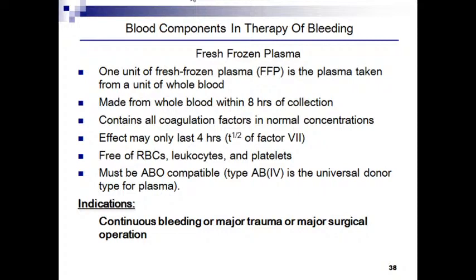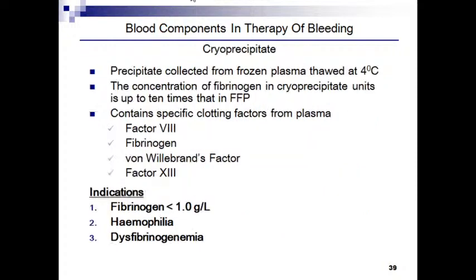The plasma is a solution medium free of blood cells, erythrocytes, leukocytes, and platelets. The plasma must be ABO compatible to the patient. The donor's plasma must be ABO compatible to the blood of the recipient, and type AB of the donor is the universal donor for the plasma. Indications for transfusion of plasma are continuous bleeding, major trauma or major surgical operation, for keeping the volume of blood circulation and oncotic pressure at a sufficient level for patient survival.